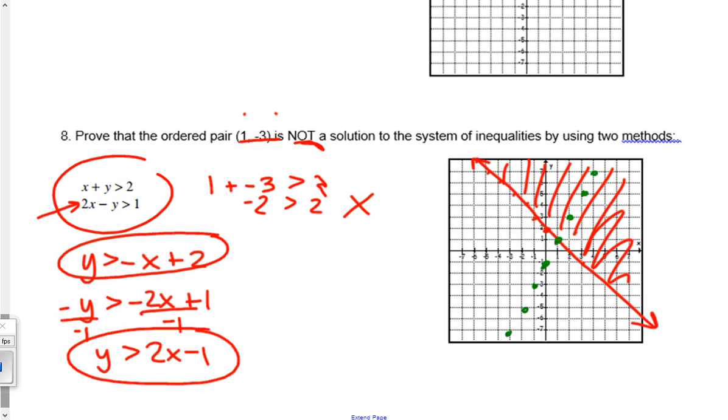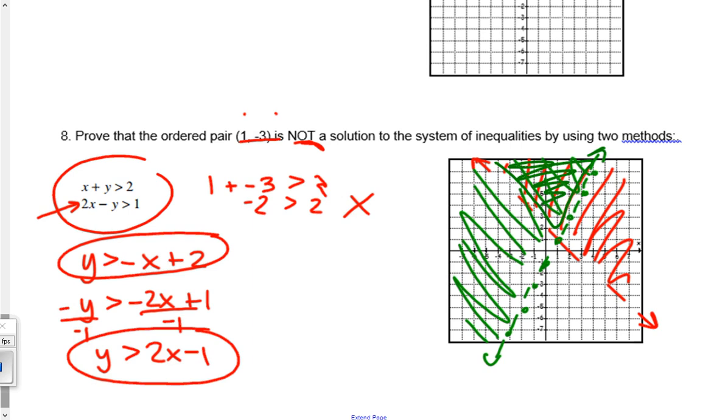Oh, I did a solid line. This was supposed to be dotted. Let's see if I can make it dotted. Kind of. So this line, I did remember you dotted, and it needs to be greater than. So the only double shaded region is up here. So let's see if our point is in that region. The point was 1, -3. Go over 1, down 3. That point isn't in any region at all. So that's definitely not a solution.